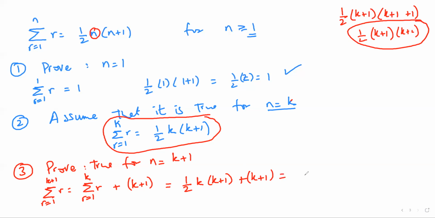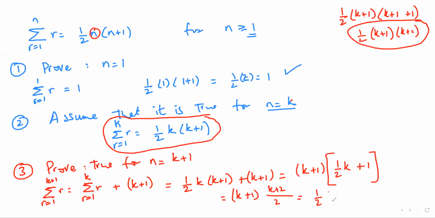So guys, can I take k plus 1 common from here? If I take k plus 1 common here, I have half into k plus 1, and if I take the LCM inside here, you can see this will be k plus 2 over 2, and this would now become half into k plus 1 into k plus 2. And you see, we have got this thing. So I'll be writing this as half into k plus 1 into k plus 1 plus 1. So we have shown that this is true for n equal to k plus 1 as well. So we have done the most difficult part here.